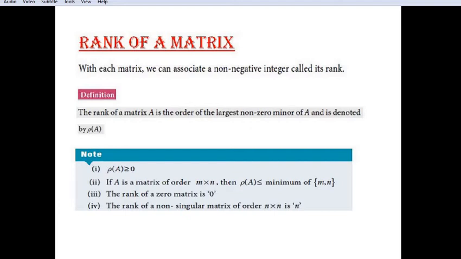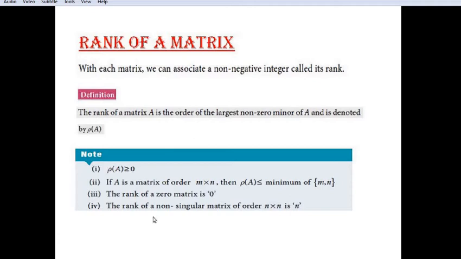And the rank of a 0 matrix is 0. A 0 matrix means all elements of the matrix are 0, and its rank is also 0, because every minor is 0. As per the definition, the order of a non-zero minor is known as the rank. So in a 0 matrix every minor is 0, so its rank is also 0.